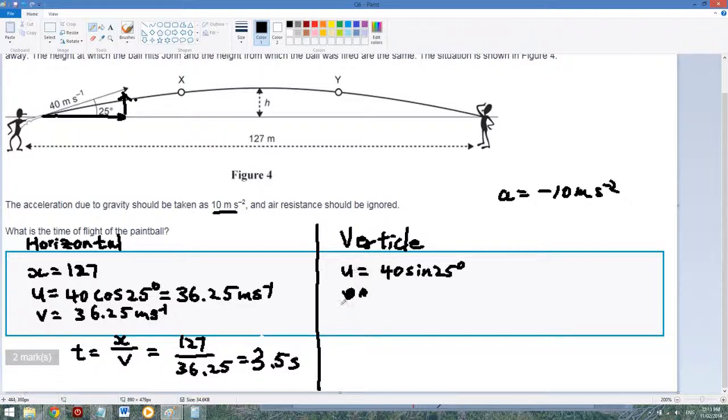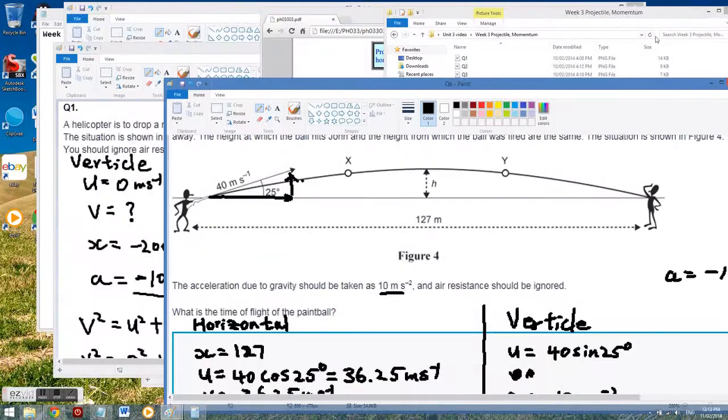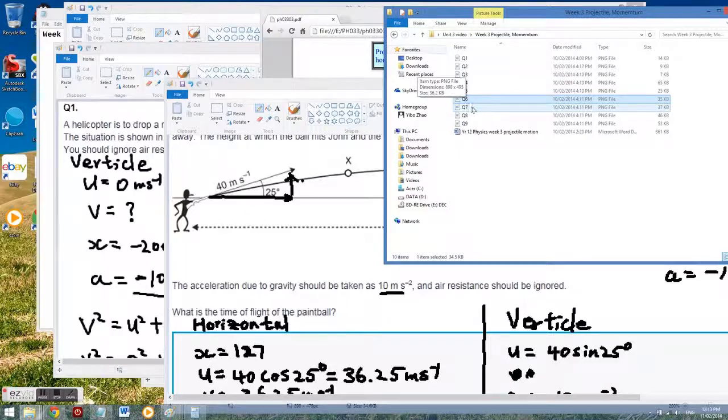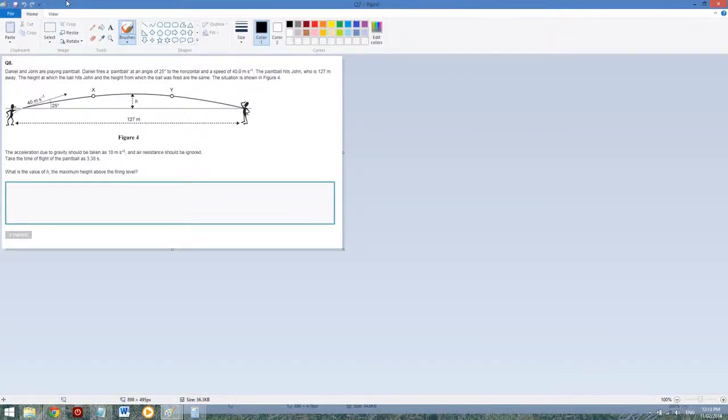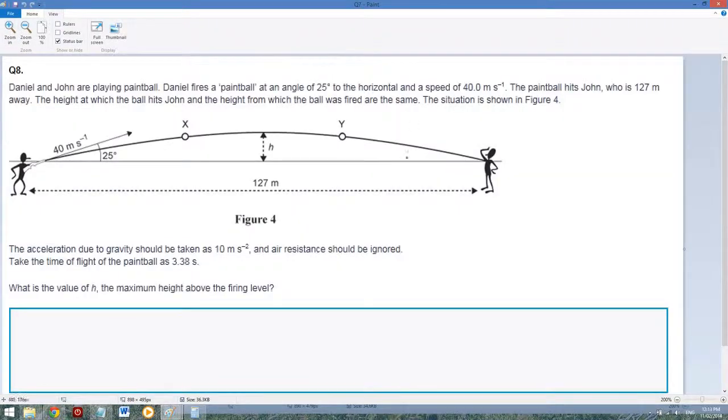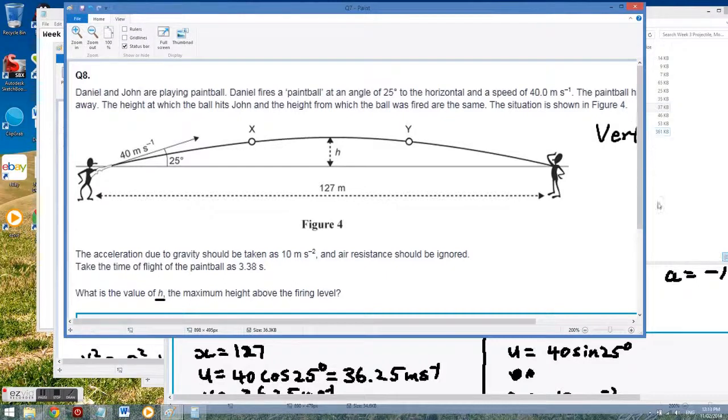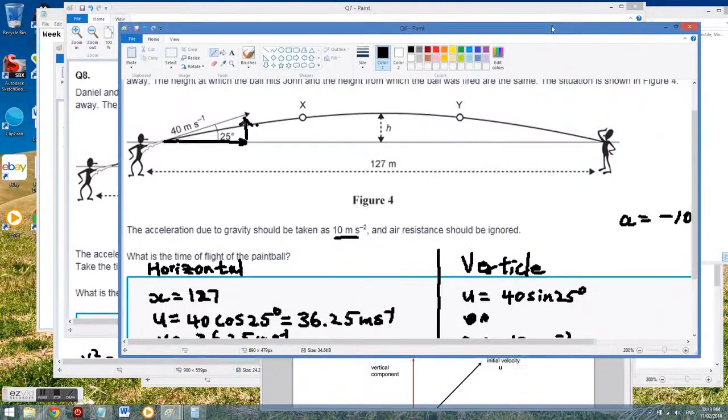However, let's analyze the vertical component. Vertically, the initial velocity will be 40 sine 25 degrees. We don't have a final velocity, but let's write down the acceleration, which will be minus 10 meters per second squared. So let's move on to the next question.